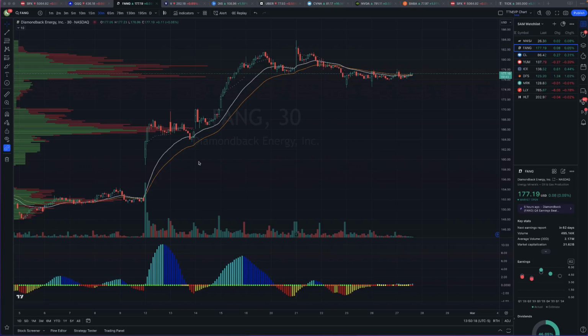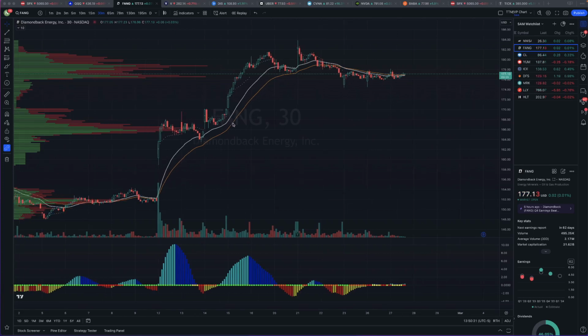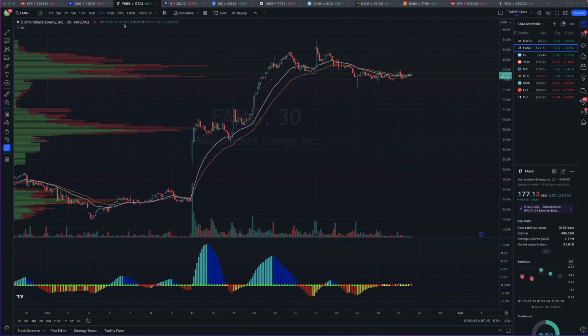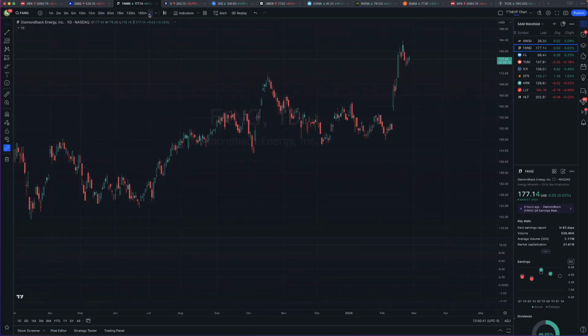It is February 27th, and we're going to do a trade plan here on FANG, F-A-N-G. We used our SAM scanner to find A-plus setups on a 30-minute chart, and FANG is one that we came up with here. As you can see, this is the 30-minute chart. We're looking for TPS setups.